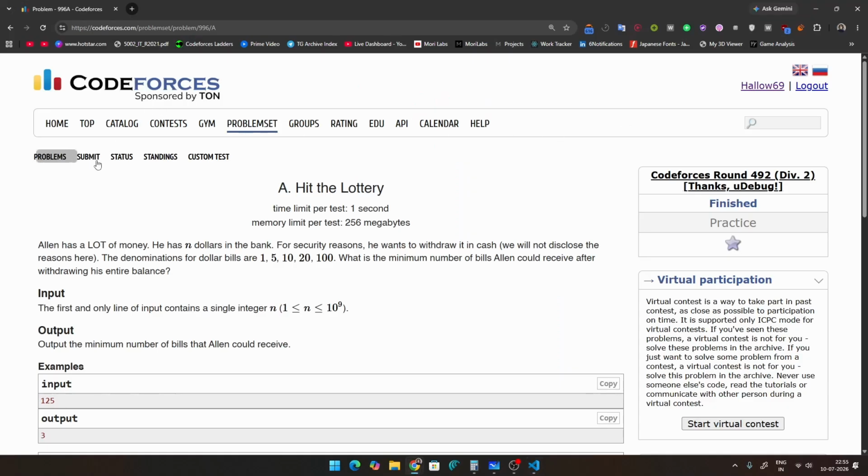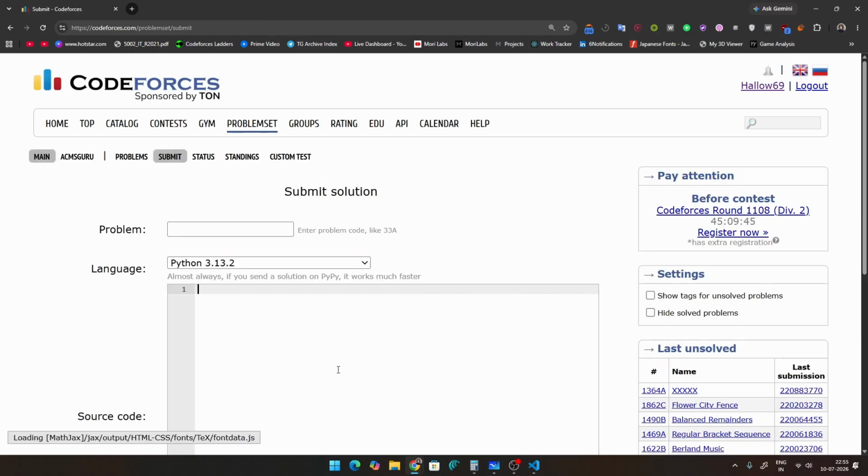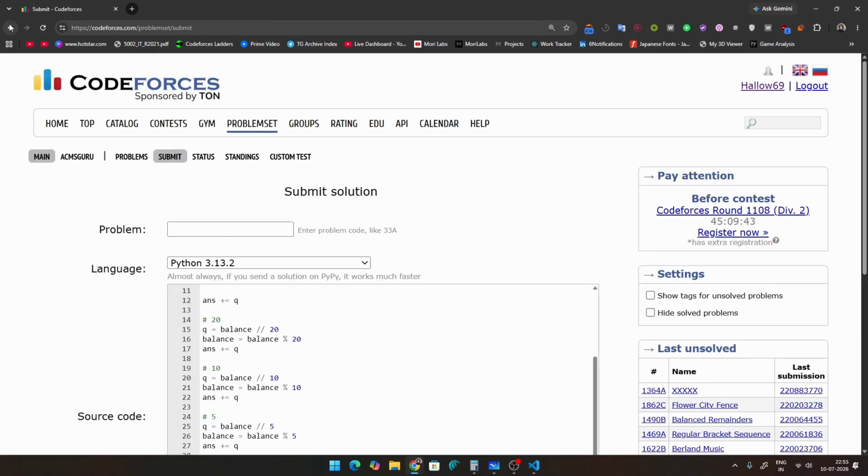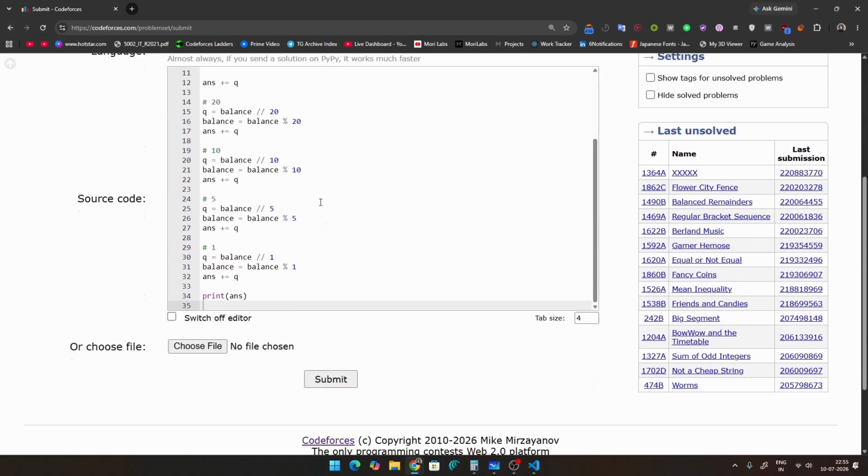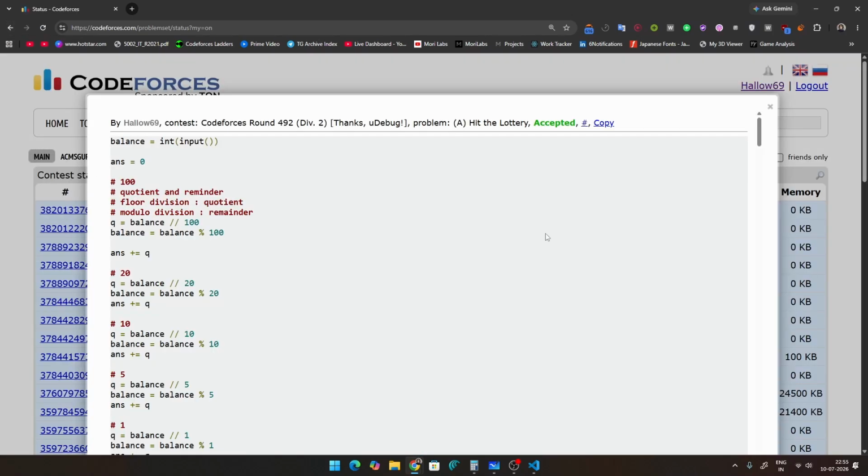Let us go ahead and submit the solution as well, so that you know that it works. Right. This was problem, oh my God, I forgot. It's 996A. And as you can see, the solution has been accepted.